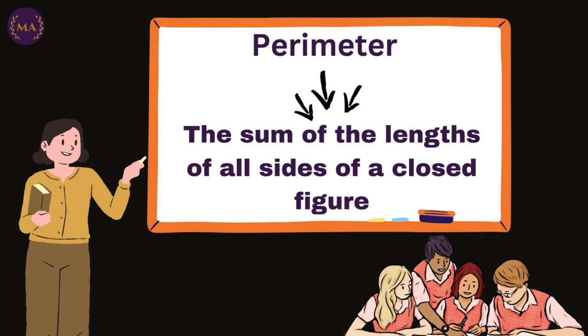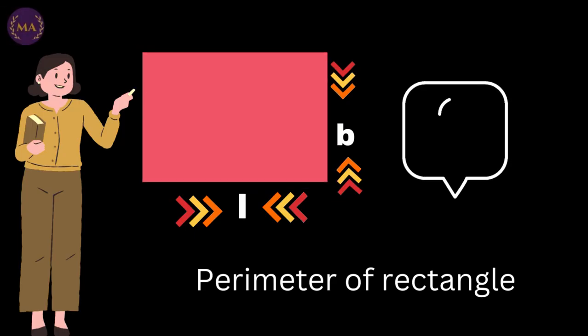Clear everyone? What is perimeter? Perimeter means sum of the lengths of all sides of a closed figure. So in a rectangle we will add the lengths and breadths. If it is a square, we will add the sides. Okay, so now let's go ahead and see the general formula, how we get the formula for perimeter of rectangle and perimeter of square. Okay, are you all ready? Let's go.